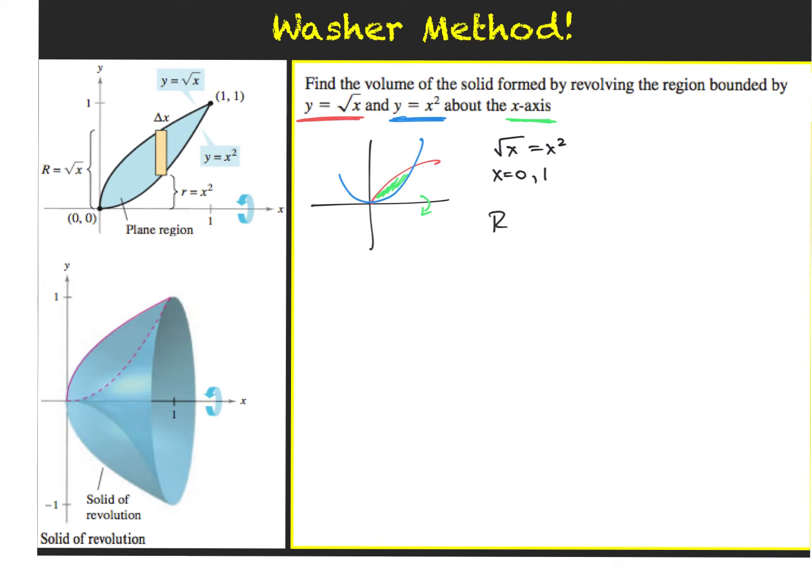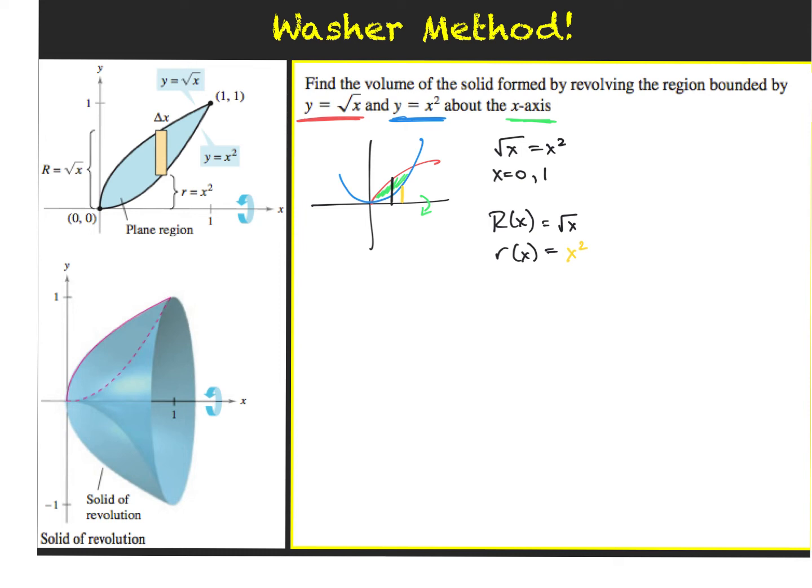So let's write out our big radius and our small radius. Right now in the game, this is what I want you to do. Once we start getting really good at it, you might be able to just go at it. So what's my big radius? I'm taking my big radius the furthest away from my x-axis. So what's my big radius? Square root x. And then I'm going to subtract out my little radius. So what would be my little radius? X squared. All right.